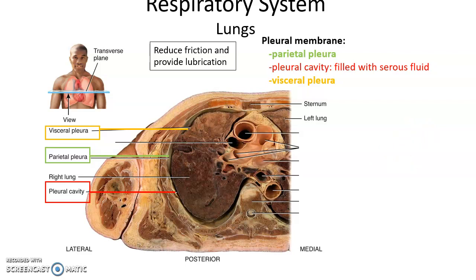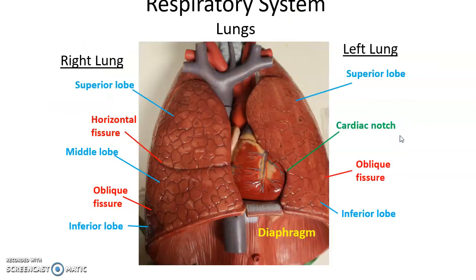This fluid is important because it helps to reduce friction as the lungs are constantly expanding and relaxing down to their original size. This expansion and relaxation would cause them to rub against the rib cage. That would cause friction, which could damage the lungs, but the pleural membrane with its fluid is able to reduce that friction and reduce the damage.